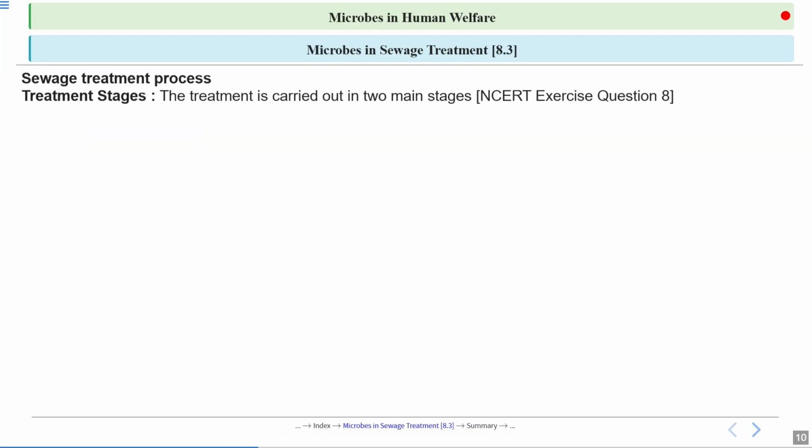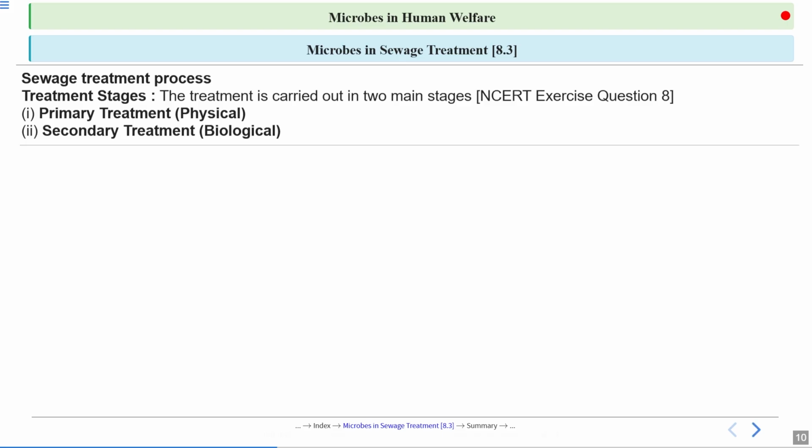Now, what is the sewage treatment process? Again, there is a question in your book, question number 8, which is related to this topic. The treatment is carried out in two main stages. First is the primary treatment stage. The primary treatment stage involves a physical process. It is a mechanical process. This treatment focuses on removing large-size particles. Then you have secondary treatment. Secondary treatment is a biological process, which means it depends on the use of microorganisms to decompose the organic matter.